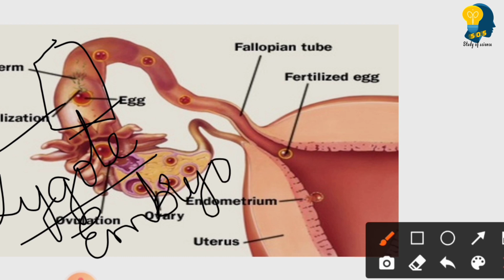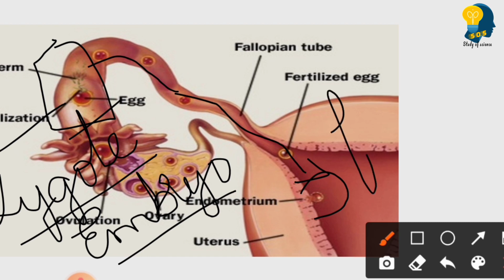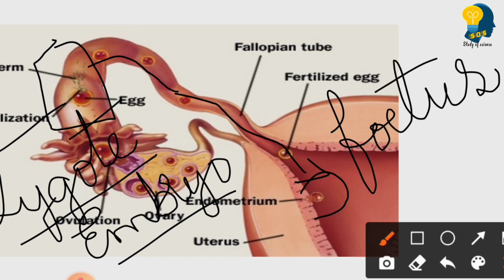So this embryo, what happened? It will enter the uterus within 4 to 5 days, and then it gets implanted in the uterus. Then this embryo will further develop. The next stage of the embryo is called the fetus. And this fetus will remain in the uterus for 9 months and it will take birth as a baby. I hope you got a clear picture about the zygote, embryo and fetus.